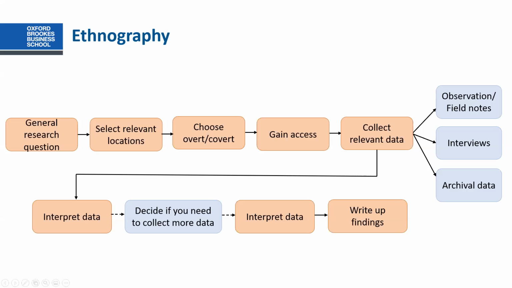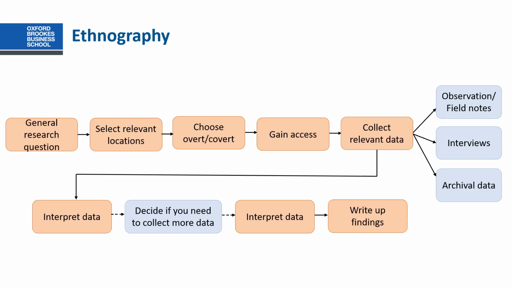So in order to do ethnographic research like this, there are certain steps. First of all, you need to have a general research question, and then you need to select the relevant location. You may choose more than one location if the research question or problem needs that. So you need to select a location that will provide you with the best opportunity to observe participants, to take field notes, and to understand how the people in that environment act, how they communicate, how they think.